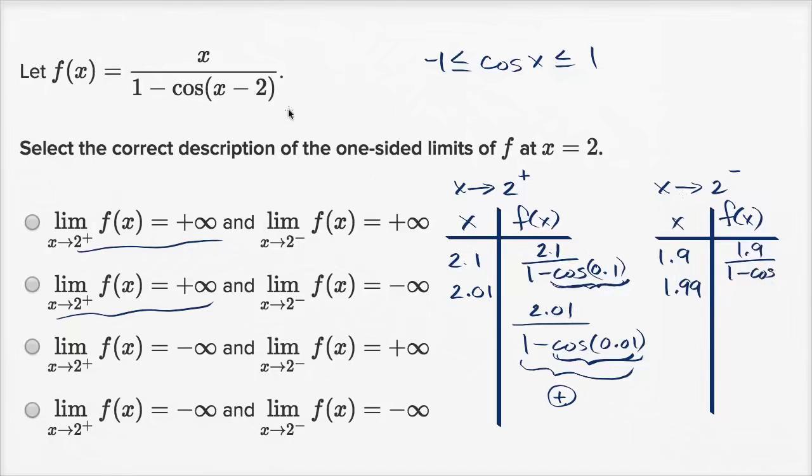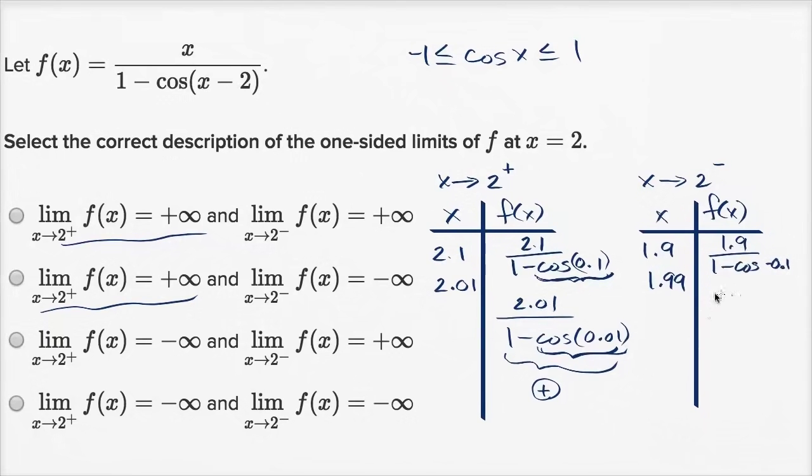Because here you'd have 1.9 over 1 minus cosine of 1.9 minus 2, so this would be negative 0.1. The second one would be 1.99 over 1 minus cosine of negative 0.01. And cosine of negative 0.1 is the same thing as cosine of 0.1. Cosine of negative 0.01 is the same thing as cosine of 0.01. So these two things are equivalent. And once again, we're going to be approaching positive infinity. So the only choice where all of that is true is this first one. Whether we approach 2 from the right-hand side or the left-hand side, we are approaching positive infinity.